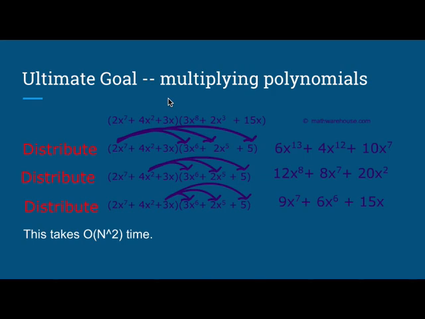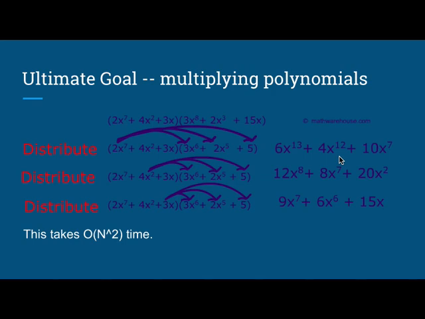But the ultimate goal of FFT is multiplying polynomials. And I know this is not visible, but essentially these are two polynomials of degree 7 and 8. And the idea here is that if you start with two polynomials, each with 3 terms, you end up with a polynomial with 9 terms, right?